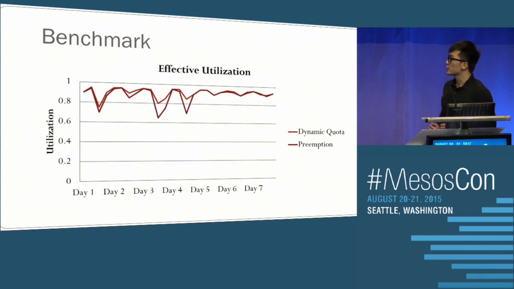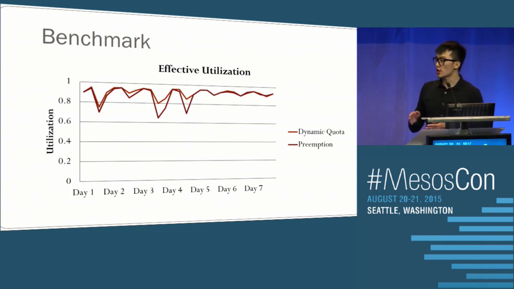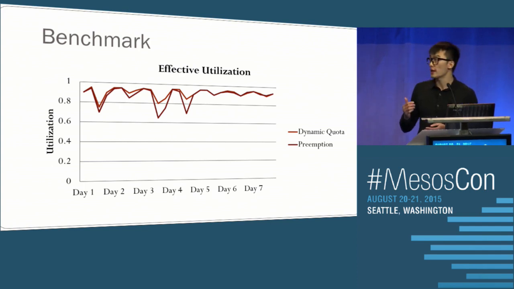So now let's look at utilization. One thing is that we only care about effective utilization, which means if a task is preempted, we don't want to count it within our cluster utilization. And this is how we measure this effective utilization: we're only counting tasks that are not being preempted. So here, actually, preemption has a lower utilization than the dynamic quota.